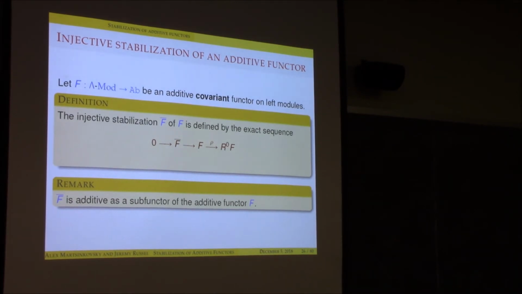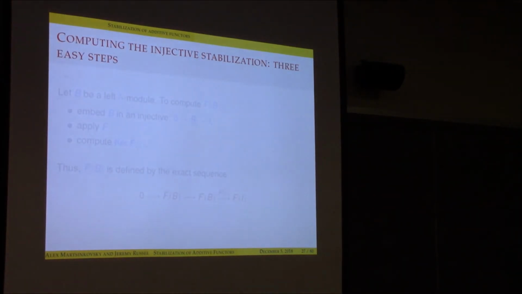So what do you know about f up bar? Well, it's automatically additive because it's a functor of an additive functor. So we're still in the category of additive functors. How do you compute it? Well, you saw the letter R naught there, and you think, oh, that refers to the zeroth homology. So in the zeroth homology, I need to know an injective in degree 0 and an injective in degree 1. Turns out to be redundant. You can do it with one injective only.